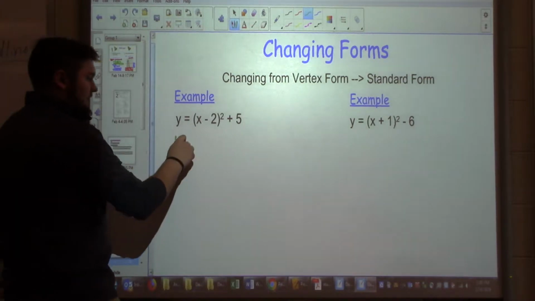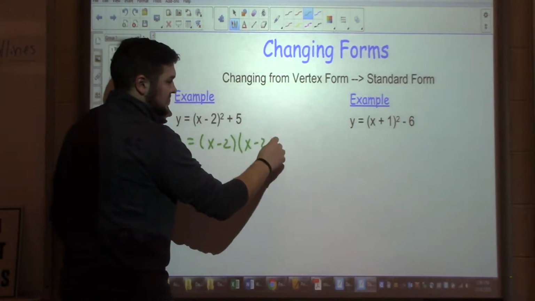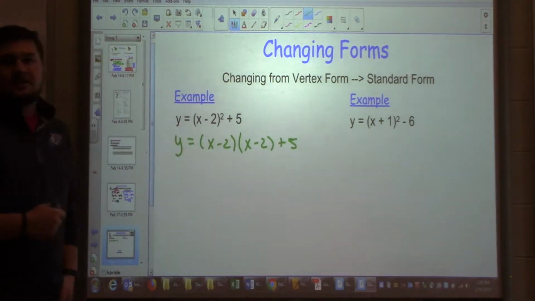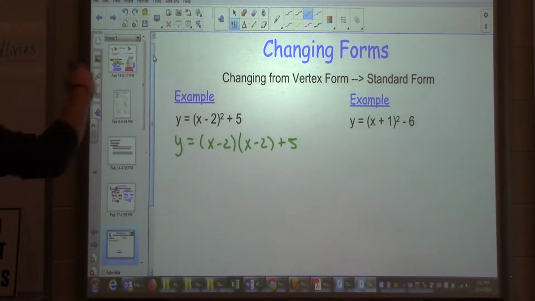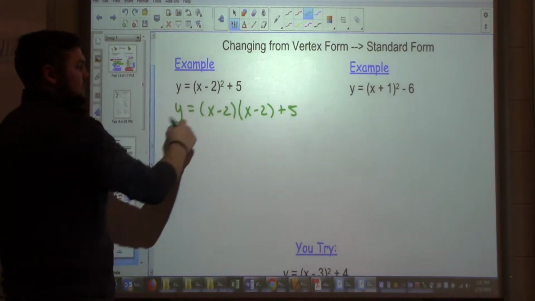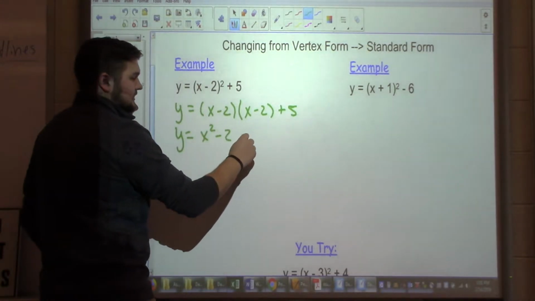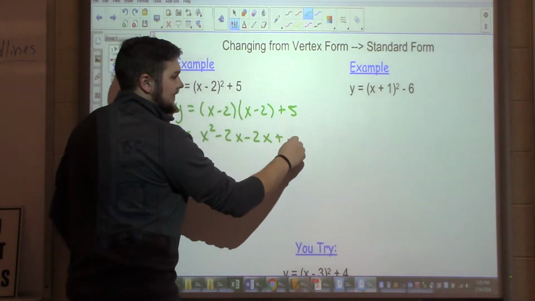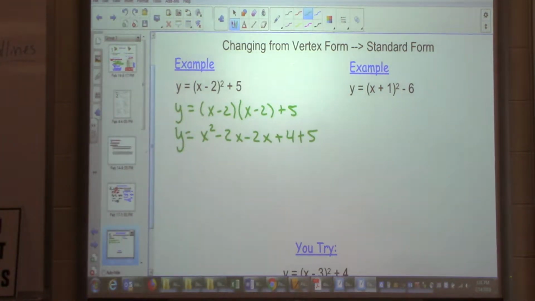So y equals, if you try and distribute that squared, I will hunt you down. You cannot distribute your exponent. That is not allowed. It turns into x minus 2 times x minus 2. You need to FOIL. y equals x squared minus 2x plus 4 plus 5. We're just FOILing that squared term.